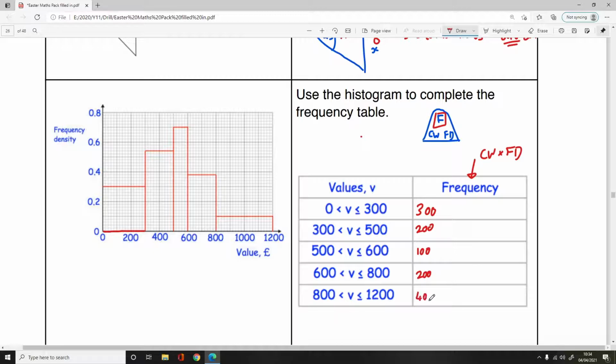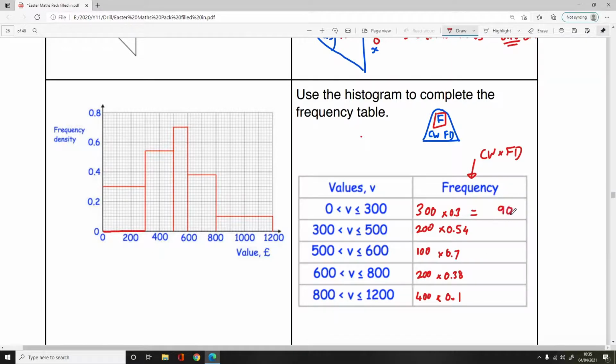And we can fill in all the other widths. We could look at the graph, or we could just see what's the difference between these two. And then the frequency density is obviously the height of these bars, so times 0.3 for the first one, times 0.54 for the second one, times 0.7, times 0.38. You get the idea. And then work them out, and that's your frequency.